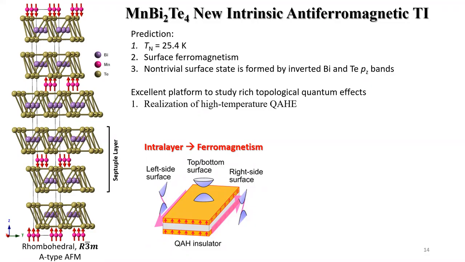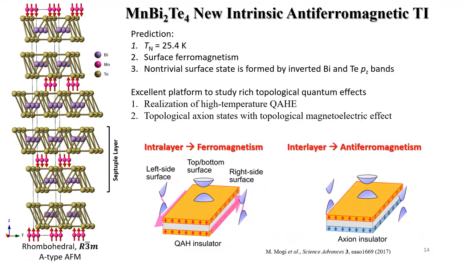Okay, so when we have an odd layer and an even layer, the magnetizations become canceled out. In this case, if you have an odd number of layers, you would expect time-reversal symmetry breaking. But for an even number of layers, you don't expect that, because the magnetization cancels out. In this case, we can realize the topological axion state with the topological magnetoelectric effect. And this is very important.